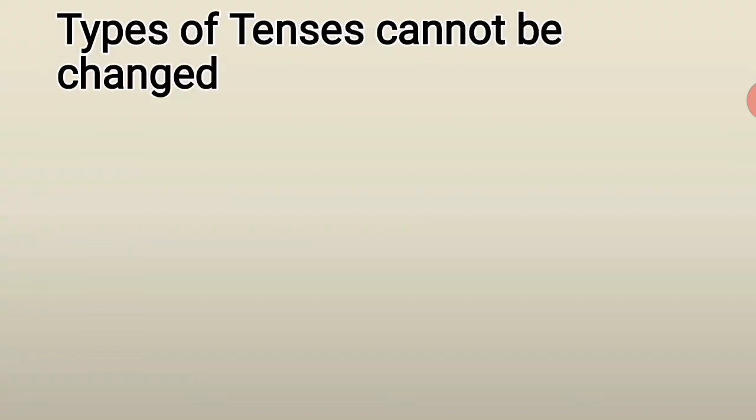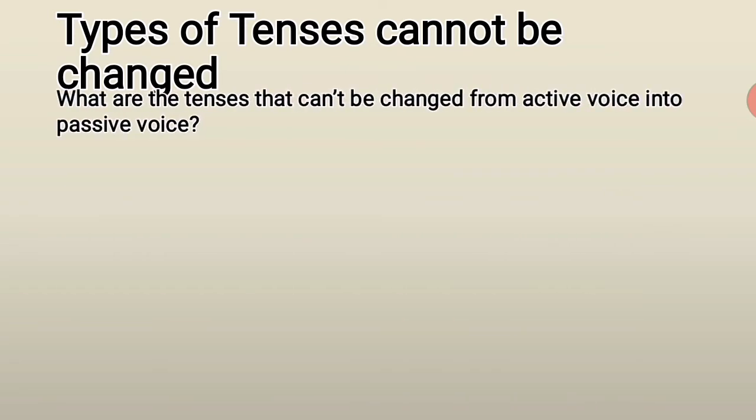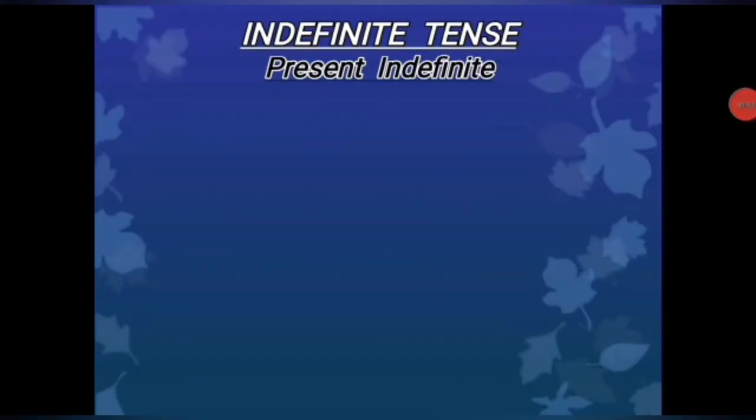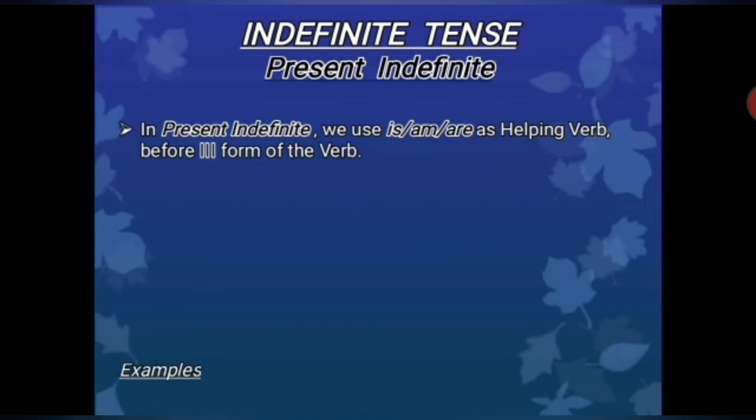Now you must have noticed that we don't use four tenses while converting active voice into passive voice: present perfect continuous tense, or we can say progressive tense, past perfect continuous tense, future perfect continuous tense, future continuous tense, and the sentences which have in transit. This video is voice part 3, and today we will discuss the tenses.